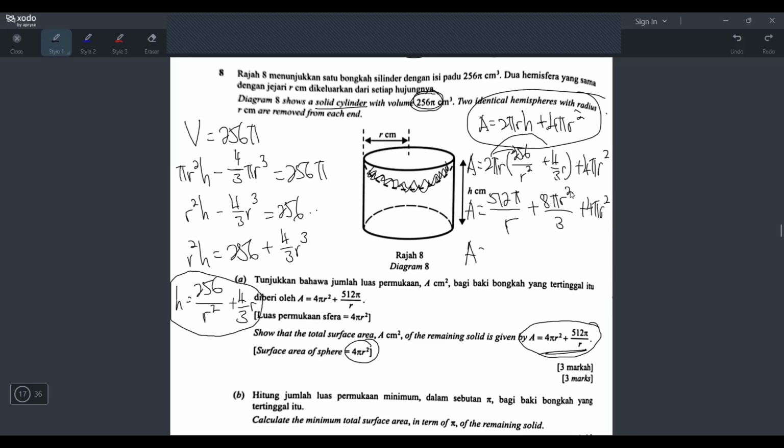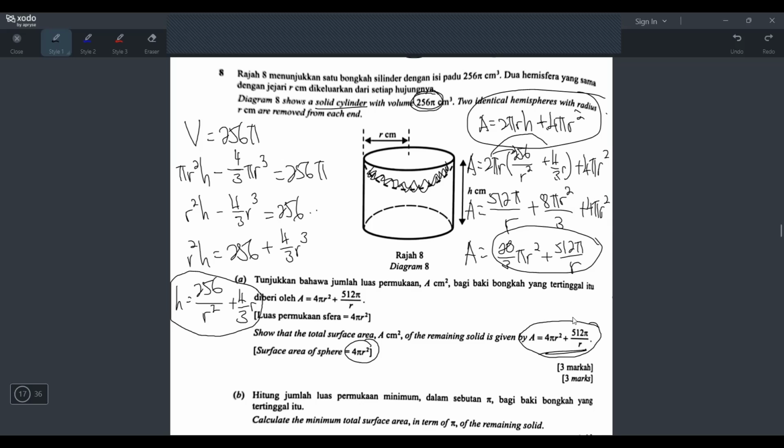Okay, did you notice that this one has pi r square, this one also has pi r square? It means they can be combined. Pi r square can be combined with pi r square, but you have to press 8 over 3 plus 4 in your calculator. So pi r square with pi r square can be added together. So you will press 8 over 3 plus 4. So let's press. What do you get? 20 over 3. So it will be 20 over 3 pi r square plus 512 pi over r.